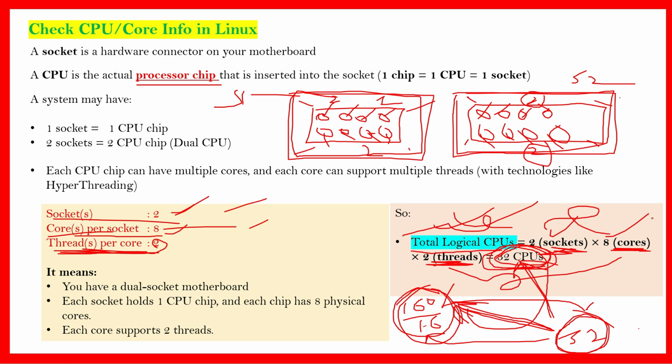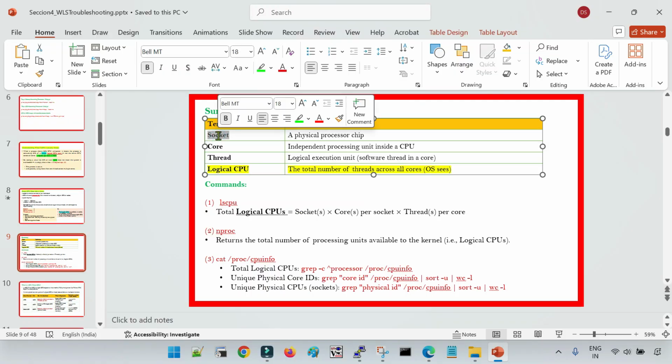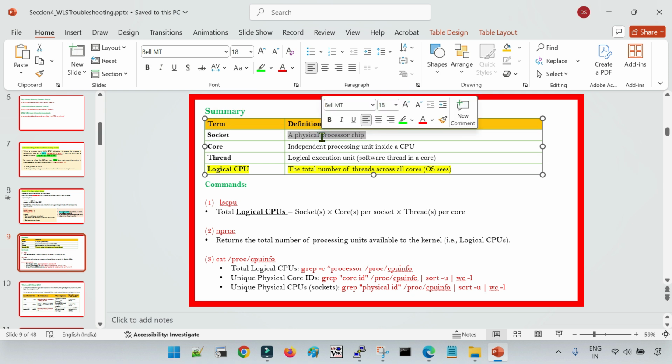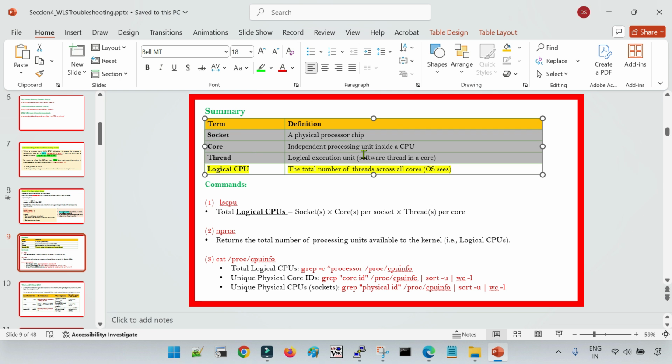Right. Now the question is, how can we check the total number of sockets, cores, and threads in our system, so that we can immediately multiply all these three values to identify the total logical CPUs? Let me explain that as well. What are the different commands to check those values? What we have discussed so far: a socket is where we insert our physical processor chip, and there are corresponding cores and corresponding threads, on a per core and per socket basis. Then to get the logical CPUs, we multiply all these three values.